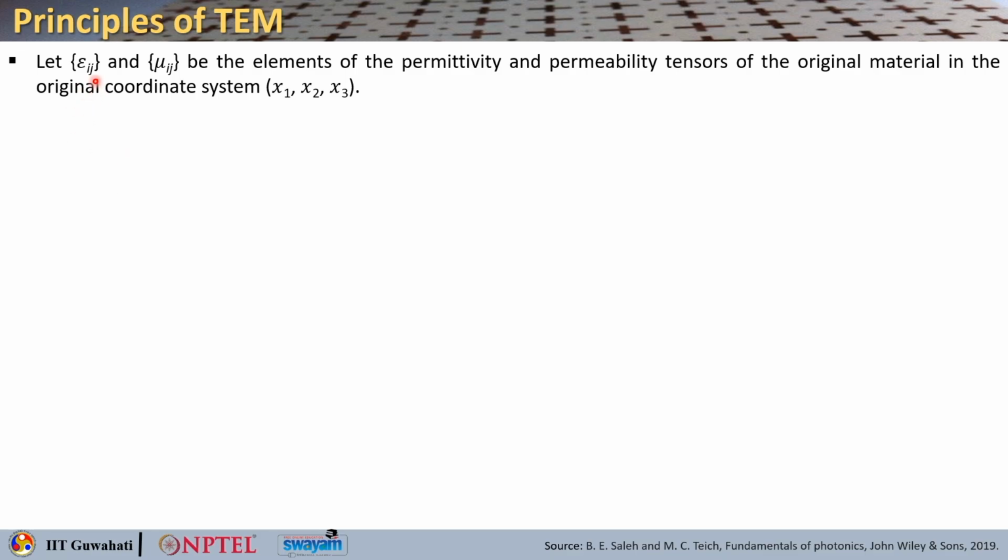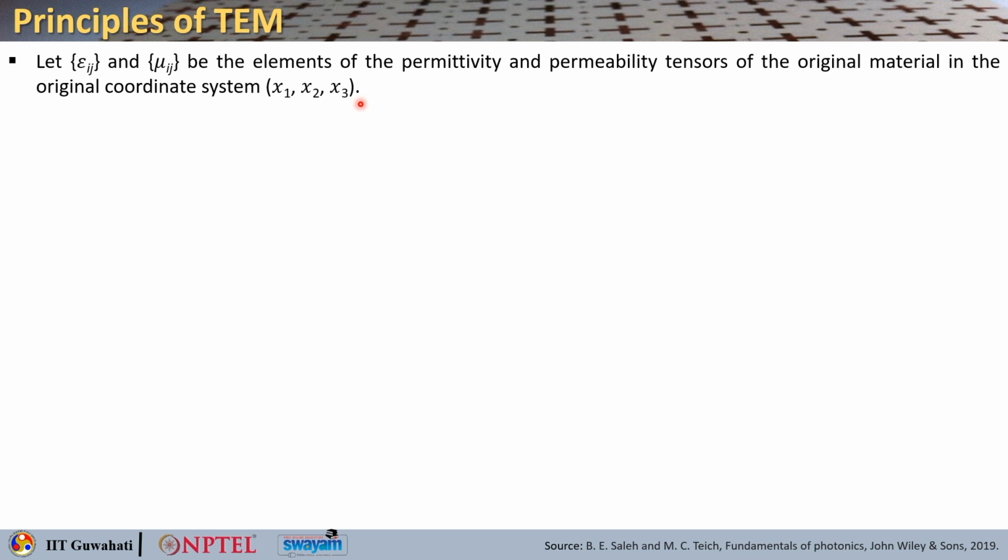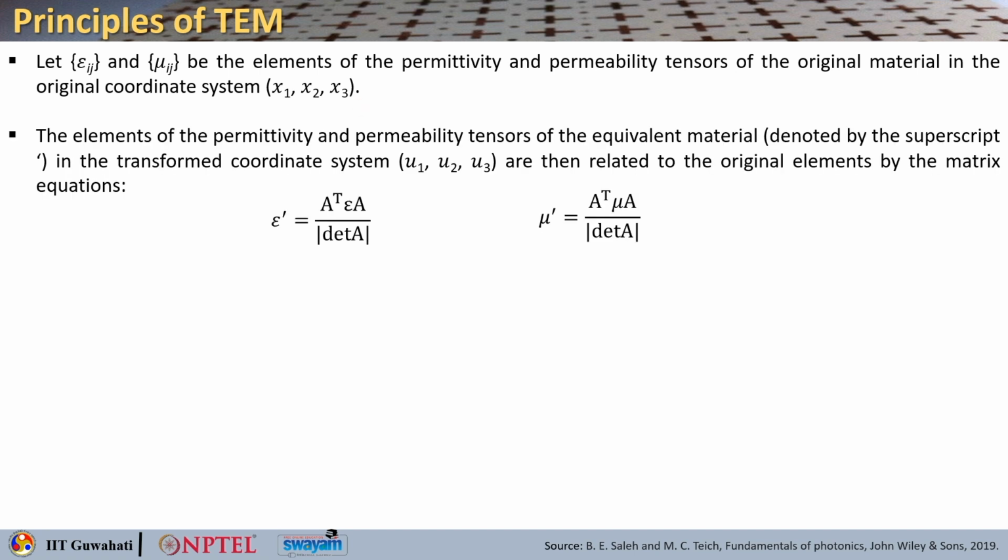So, let us consider epsilon ij and mu ij, these are now in tensor form, and ij will tell you one particular element of the tensor. So, this represents the permittivity and permeability tensor elements of the original material in the original coordinate system. You can say it is x1, x2, x3, or you could have named them x, y, z, whichever you like. Now, the elements of the permittivity and permeability tensors of the equivalent material, denoted by the superscript prime, in the transformed coordinate system.